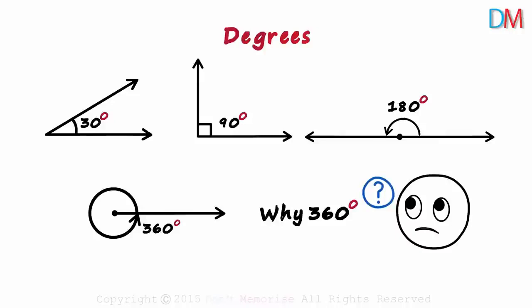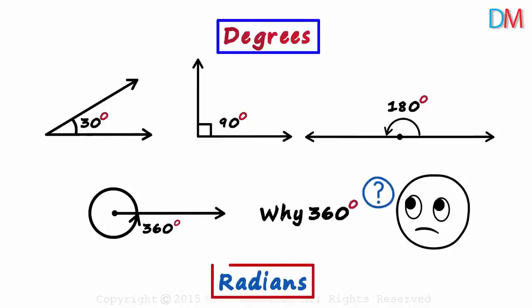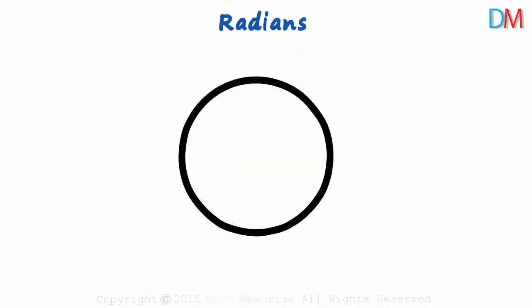Do we have some other way in which we can measure angles such that it makes a little more sense? Yes, that brings us to the concept of radians, and trust me, not many people understand what radians mean. Most people know how to convert from degrees to radians and vice versa, but it ends there. To understand what radians mean, let's draw a circle. Let point O be its center and length R be its radius.